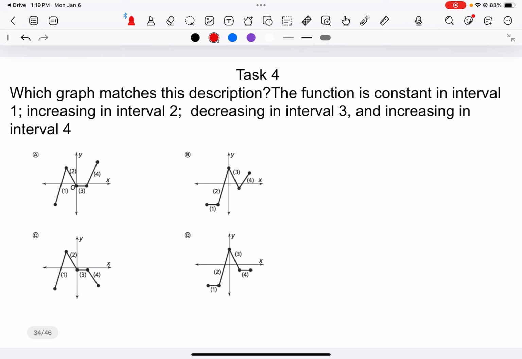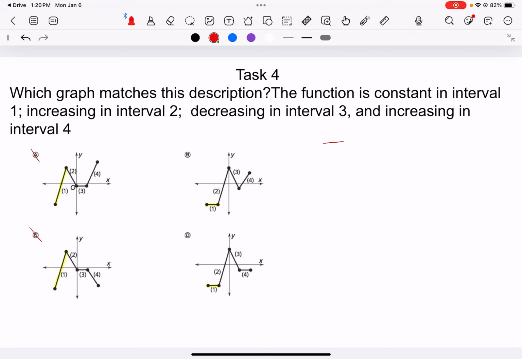Which graph matches this description? So you have to go through the choices. The function is constant at interval 1. So that means at interval 1, it has to be a horizontal line. So I can get rid of A because it's increasing. For B, it's constant. For C, it's increasing, so I know that's not my answer. And for D, it's staying constant. So we're between B and D.